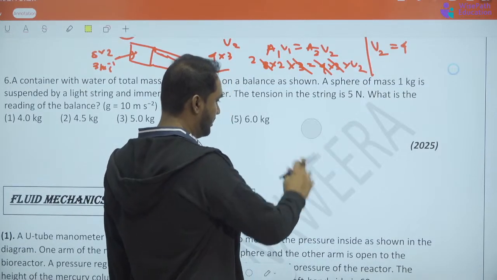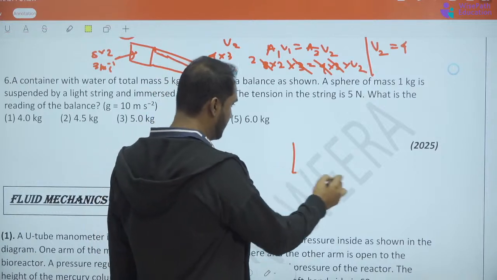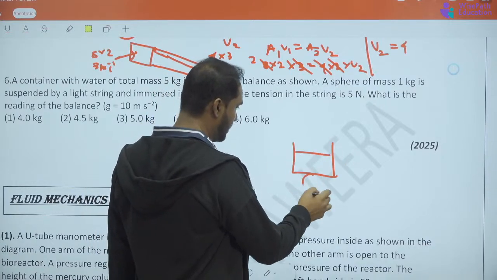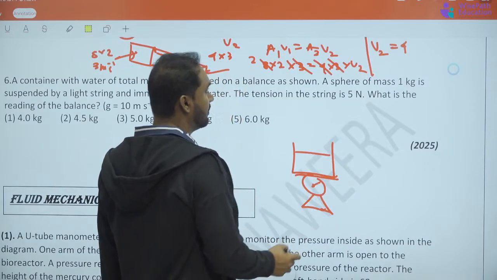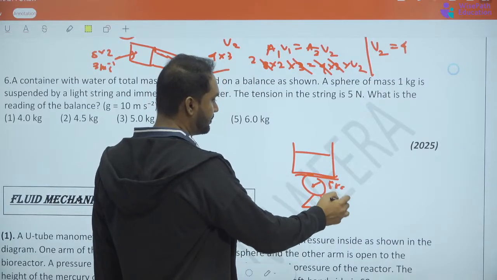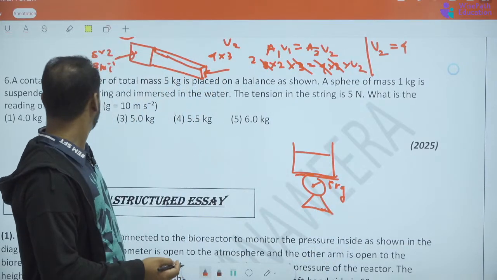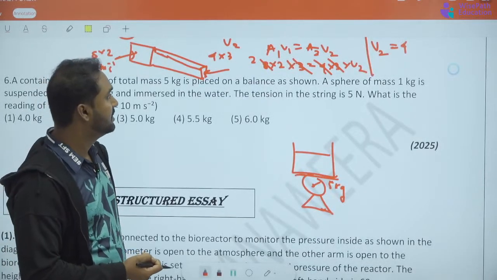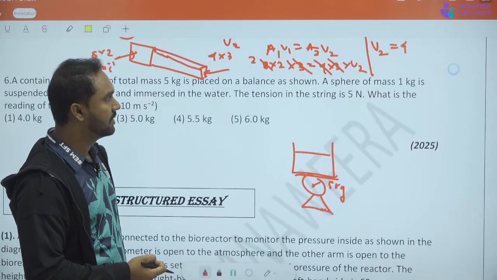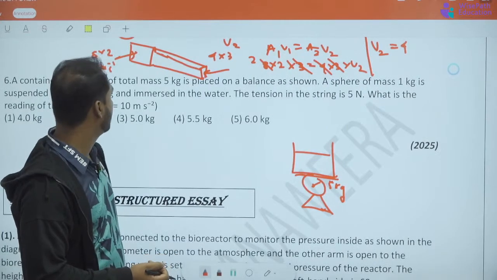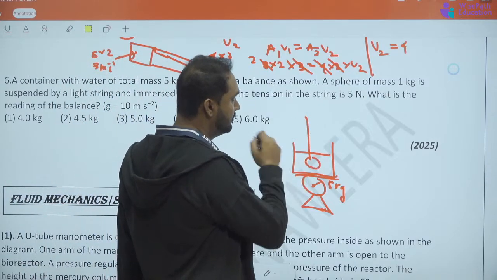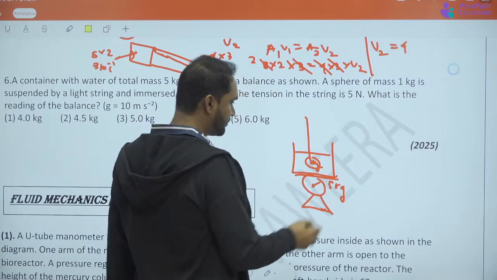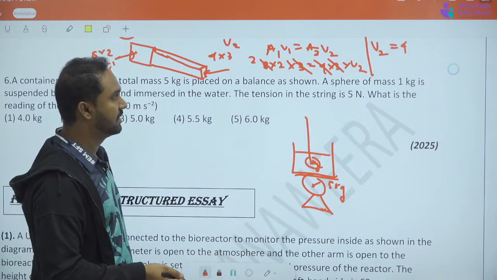This is not what they're telling. So it's a container with water and the balance shows 5 kilograms. That's what they're telling, right? Container with water, total mass of 5 kg, is placed on a balance as shown. So container plus water is 5 kilograms. A sphere of mass 1 kilogram is suspended by a light string and immersed in the water. So you've taken a light string and 1 kilogram of mass is immersed inside the water.